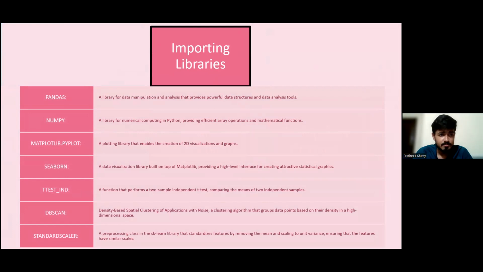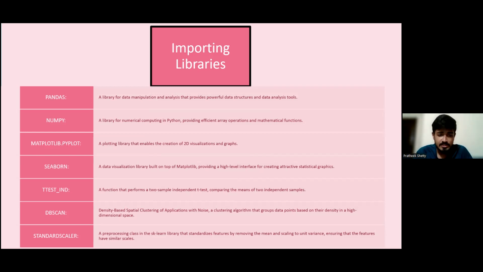Libraries that I used: pandas, numpy, matplotlib, seaborn, t-test, DBSCAN, and standard scaler. Pandas provides data structures and data analysis tools that were used in this task. NumPy provides efficient array operations and mathematical functions. Matplotlib enables the creation of 2D visualizations and graphs. Seaborn provides a high-level interface for creating statistical graphs.